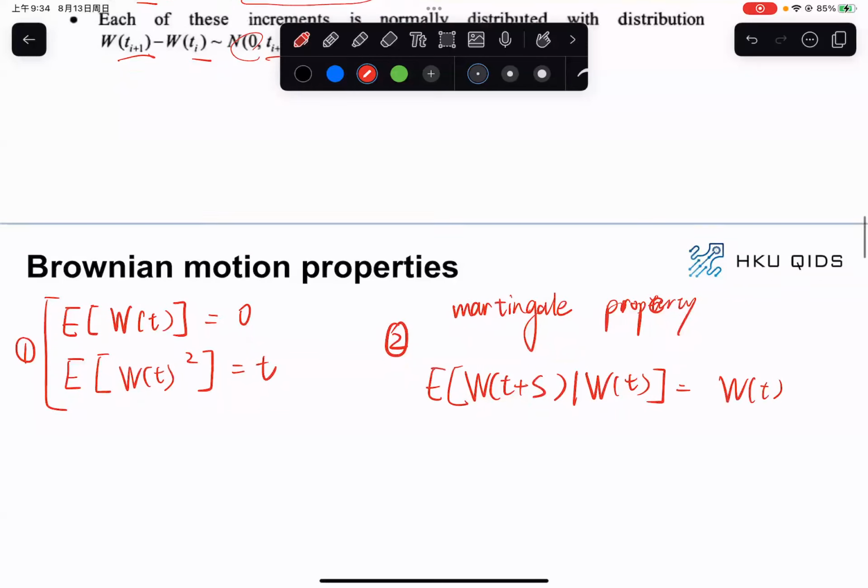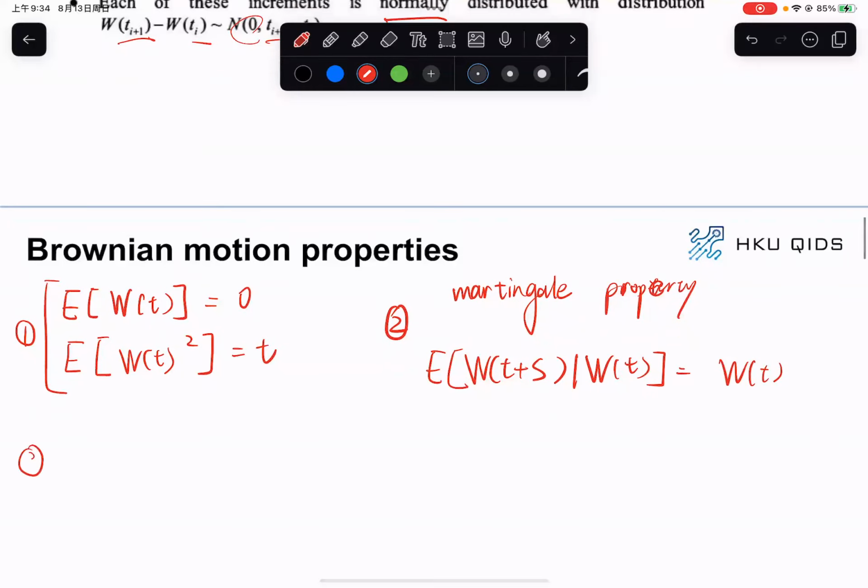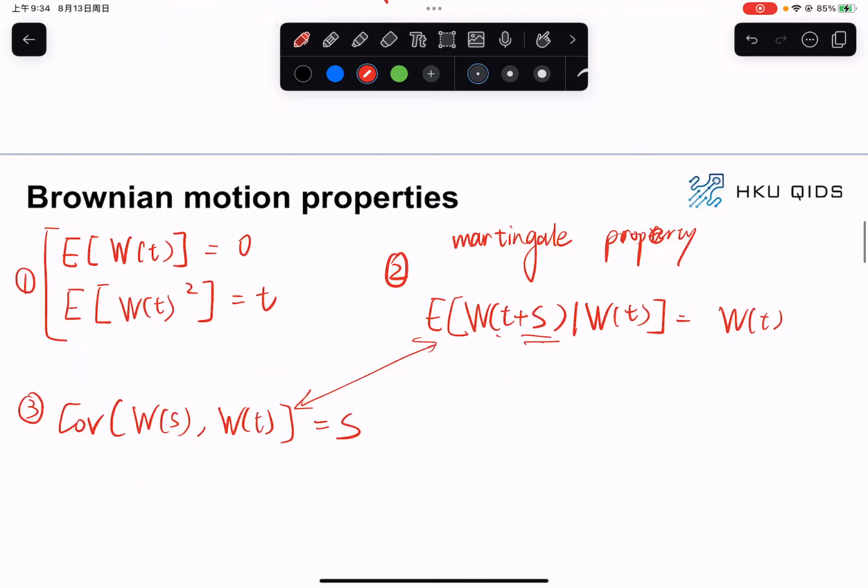And we also have the covariance of W_s and W_t, which is also going to be s because we have the extra item. The covariance between W_t and W_t is going to be t. So these two correspond.